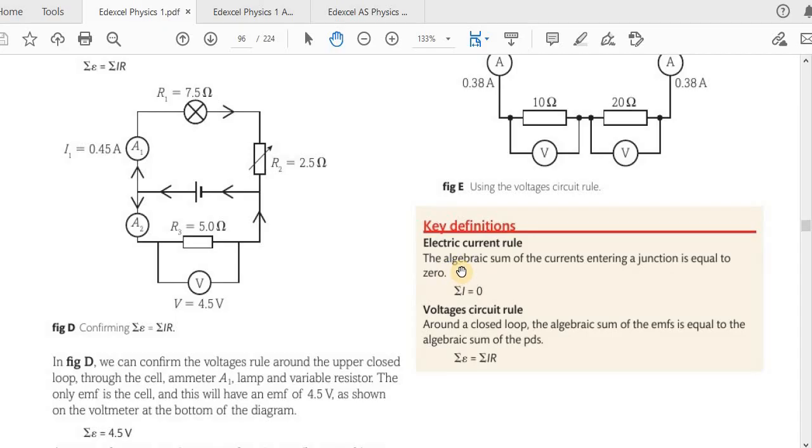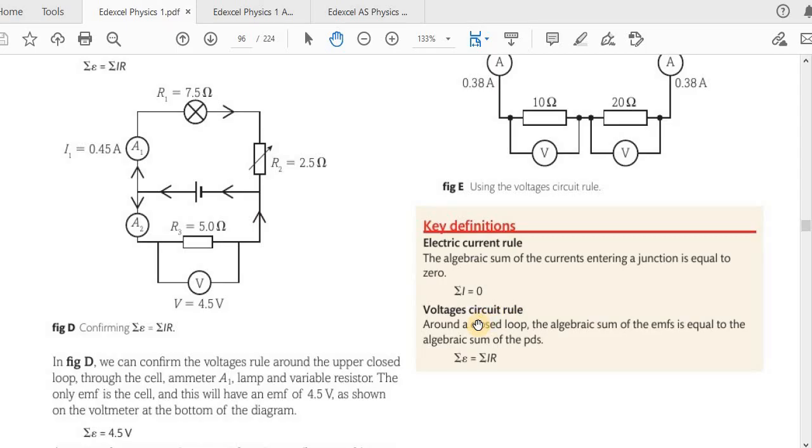Also, we can say the algebraic sum of currents at any point is equal to 0, because the sum of currents entering should be equal to the sum of currents leaving. So if you consider the directions and add them together, it will be equal to 0. That's why we say algebraic sum. But remember, current is a scalar quantity. If it were a vector, you would be able to do vector addition, but we can't do vector addition here. That's why it's a scalar quantity, so we say algebraic sum.